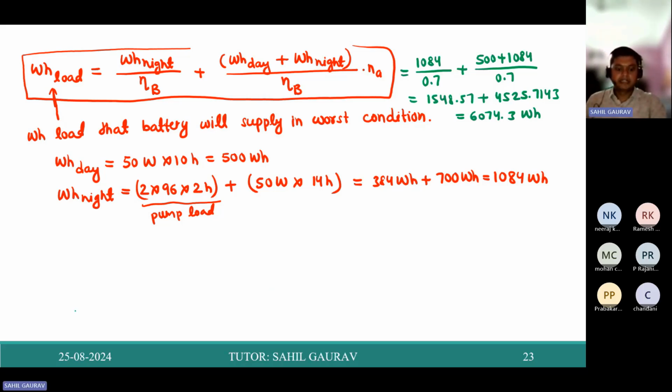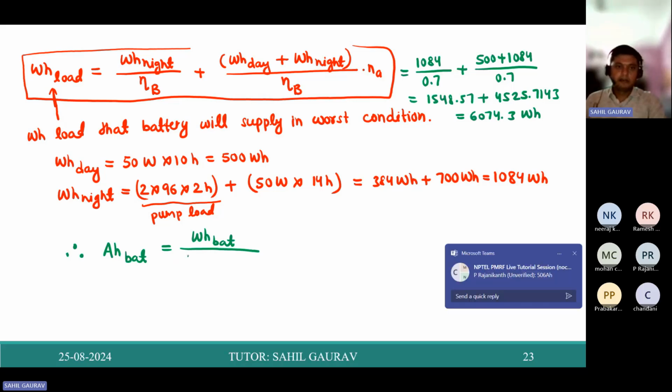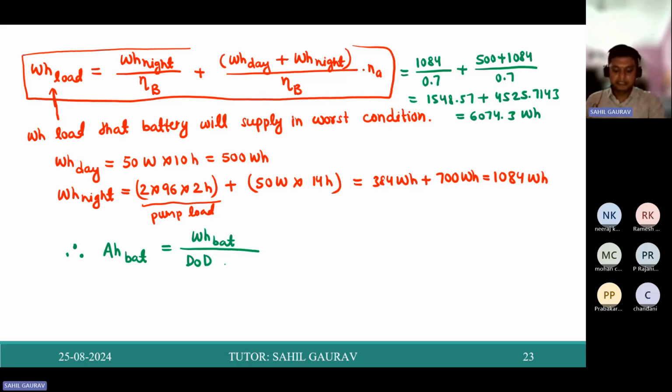So what will be the ampere hour rating of the battery or charge capacity of the battery? Therefore, here I want to write one more expression. So ampere hour rating of the battery will be AS battery equal to WS, the energy that needs to be supplied by the battery, upon depth of discharge, into V nominal battery voltage. So this is the important expression.